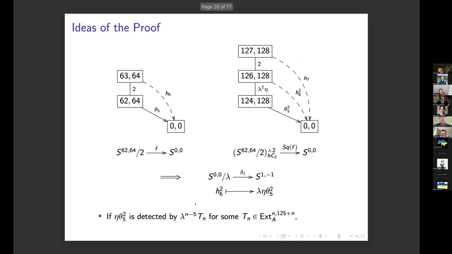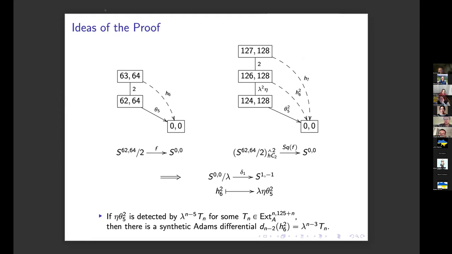And this tells us that if eta theta 5 squared is detected by some element in the synthetic Adams E2 page, we have some power of lambda to adjust for the synthetic weight to match with this expression, then we obtain a synthetic Adams differential of this form. And by inverting lambda, namely, we just ignore this term, we get back to a classical Adams differential. So in particular, if this expression is 0 in the synthetic homotopy groups of spheres, then we know theta 6 survives. H6 squared is a permanent cycle.